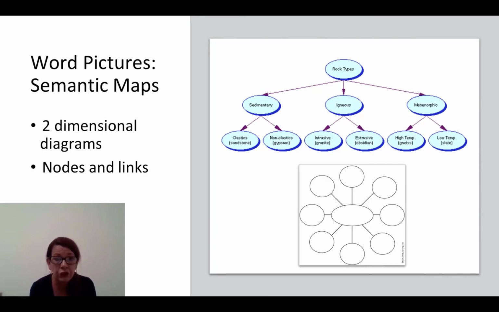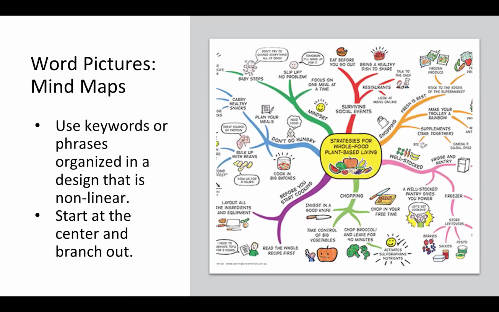Semantic maps are two-dimensional diagrams that use arrangements of nodes and links to communicate ideas and to show the relationships among ideas. Webbing, as shown on the bottom, is similar, except that subordinate ideas radiate out like the spokes of a wheel. Mind maps use key words or phrases organized in a design that is nonlinear. Mind maps start at the center and branch out as individual ideas are presented.